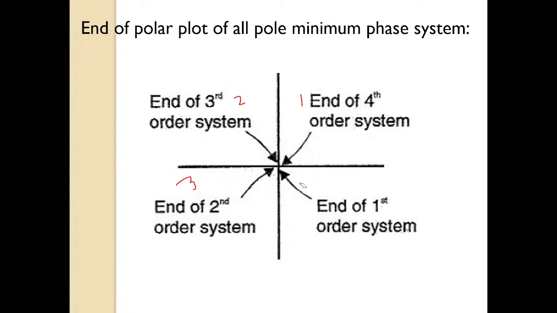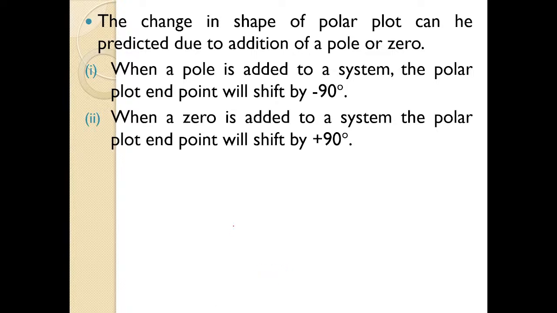It will end in the fourth quadrant if the order of the given system is first order. Now if the order of the system is second order, then it will end at the origin of the third quadrant. If the order is third order, then it will end at the origin of the second quadrant. If the order is fourth order, then the polar plot will end at the origin of the first quadrant. So order will always decide the end of the polar plot, and type will decide the origin of the polar plot. Till now, is it okay?